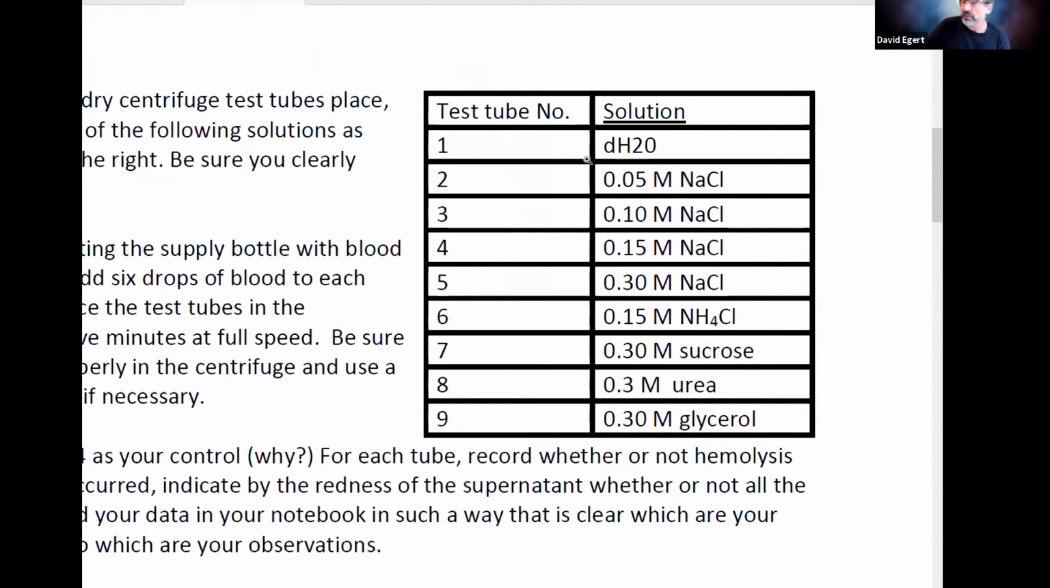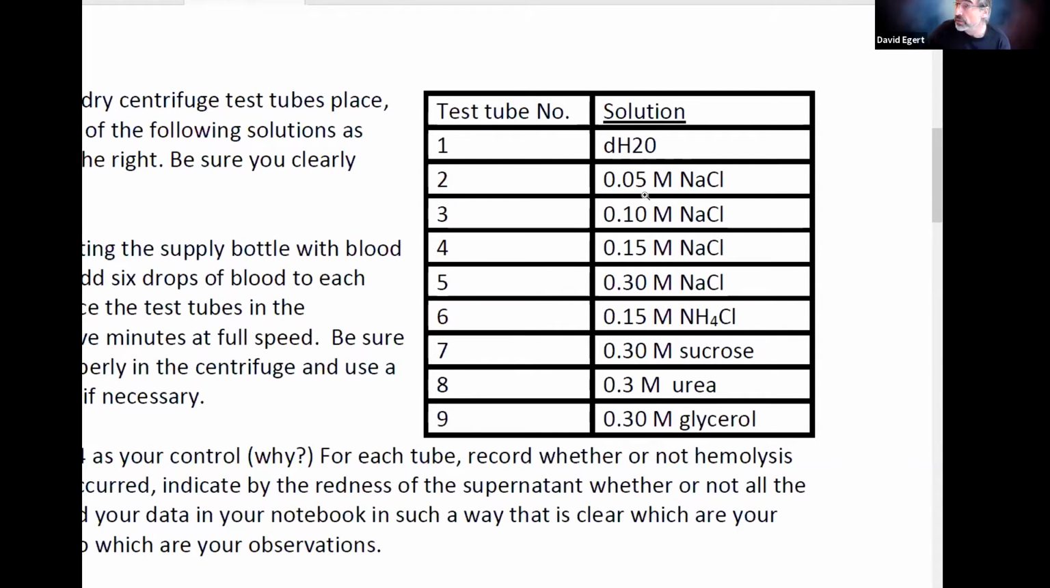Sorry, I was just going to ask a question. Yeah, what's your question? It's kind of random, but when we write the results for whether it's hemolysis or crenation, could we just say possible crenation when we see that the pellet is a little bit smaller? Okay. Exactly.